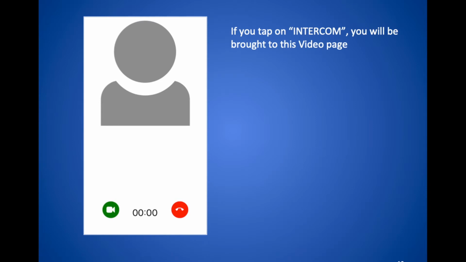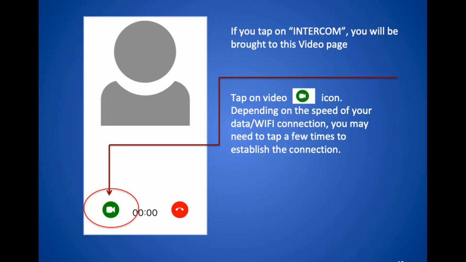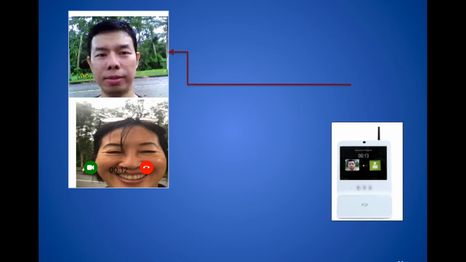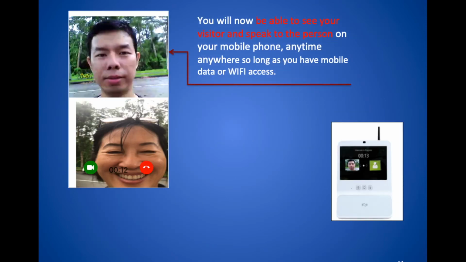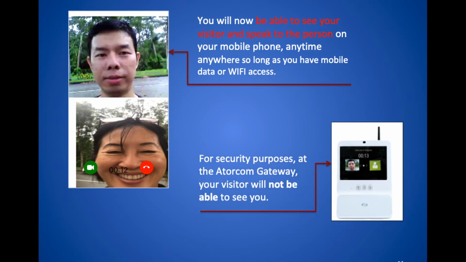If you tap on Intercom, you will be brought to this video page. Tap on Video icon. Depending on the speed of your data Wi-Fi connection, you may need to tap a few times to establish the connection. You will now be able to see and speak to the visitor on your mobile phone, anytime, anywhere, so long as you have mobile data or Wi-Fi access. For security purposes, at the Atorcom gateway, your visitor will not be able to see you.